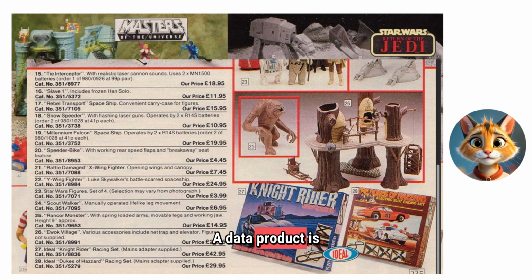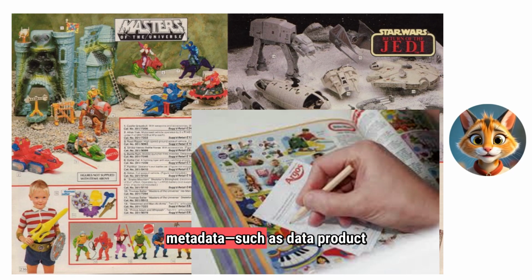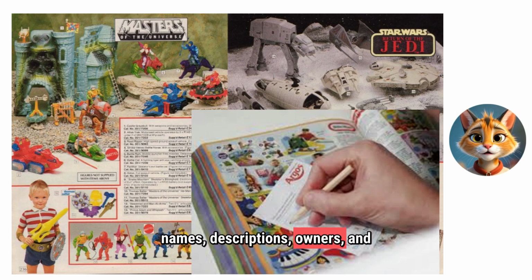A data product is simply a grouping of curated, high-value, related data assets, such as tables from databases, files, reports, which are organized to serve a specific business purpose. Just like Argos uses metadata to help customers find and understand products, our data catalogue uses metadata, such as data product names, descriptions, owners, and classifications to make data discoverable and understandable across the enterprise.